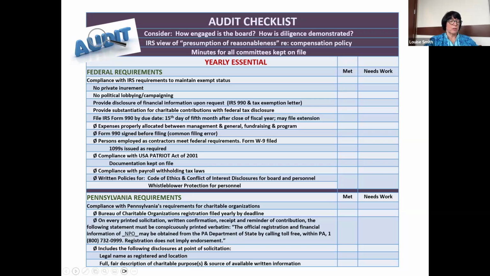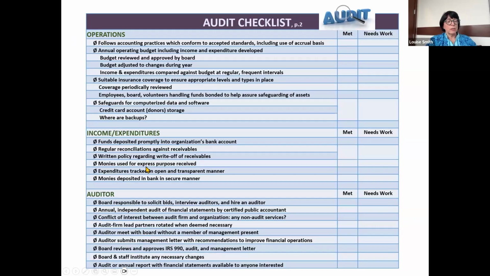We'll go to the next page of the audit checklist. And these are questions about operations. What accounting practices are you following? Are you using accrual basis, which is the preferred and considered in compliance with the United States generally accepted accounting principles? Do you have a budget? Do you have adequate insurance?